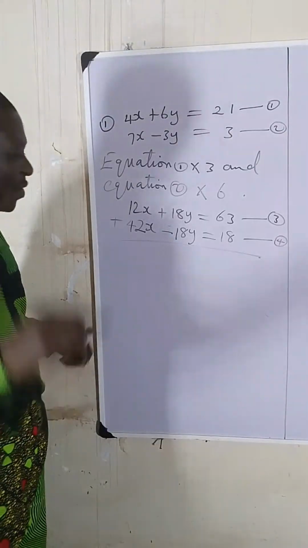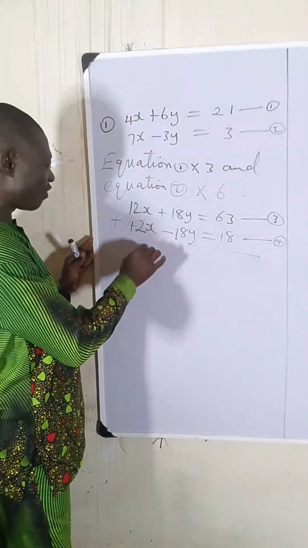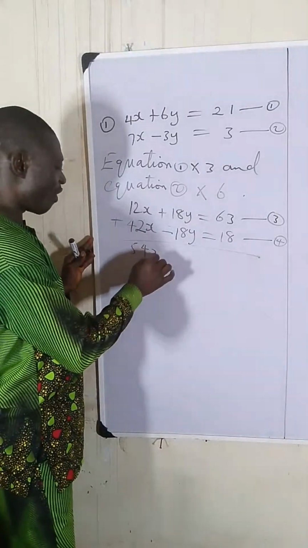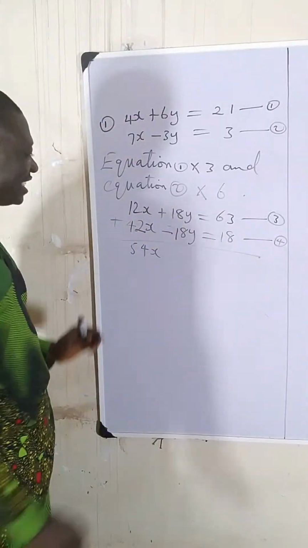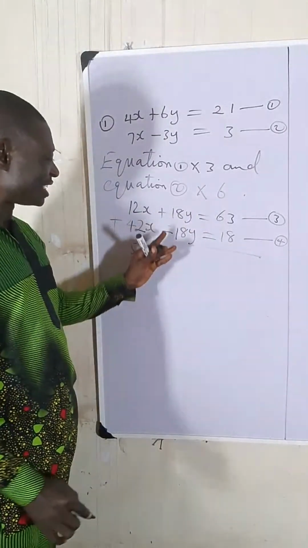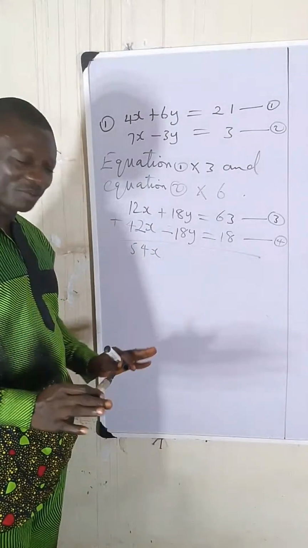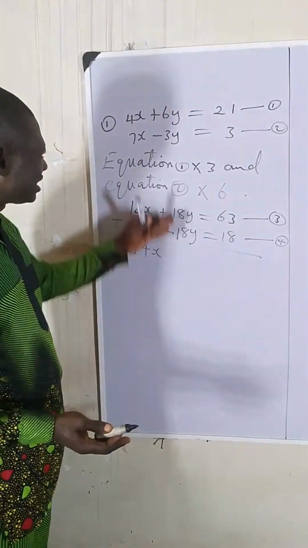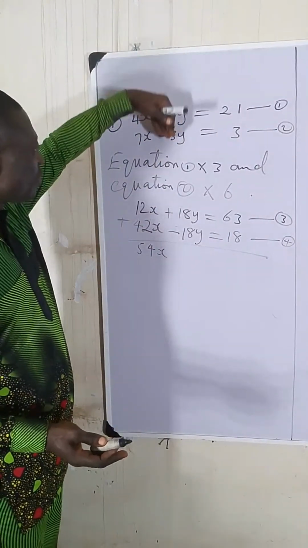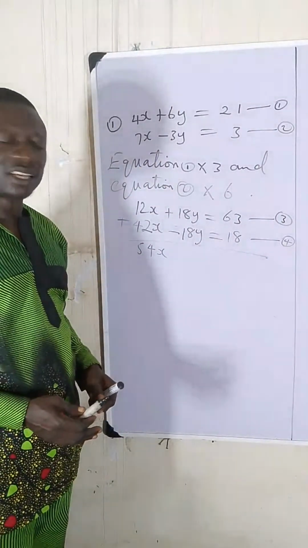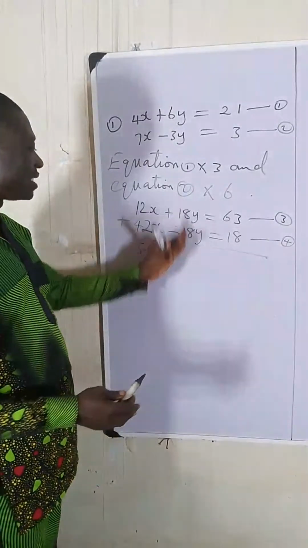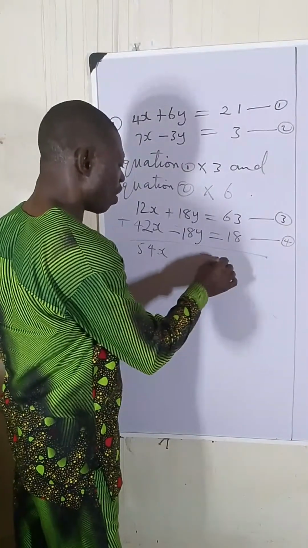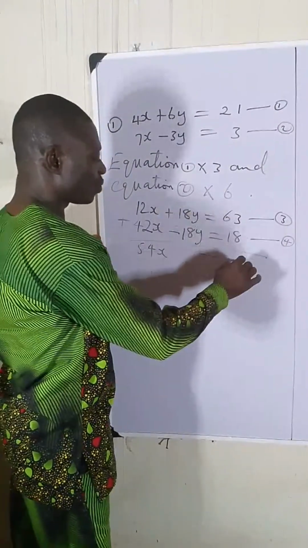What do we have? Adding this will give us 4, adding this will give us 5: 54x. Adding 18y and minus 18y will give you 0. Can you see where the elimination comes in? If we had failed to get equal coefficient, we would never get that y eliminated. Now y has been eliminated by getting it to 0. And we add this number to give us 1.